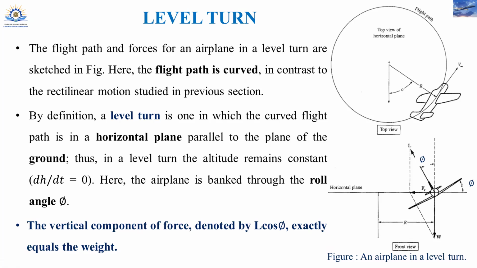So in a level turn, the altitude remains constant. Altitude remains constant means what? dh/dt, that is the rate of climb, is equal to 0. dh/dt is the rate of climb, which is 0. And the airplane is banking through the roll angle phi. It is just performing a roll angle phi, a small banking angle of the aircraft with the horizontal reference. So that phi is just the rolling angle.